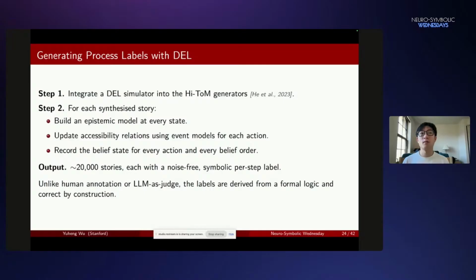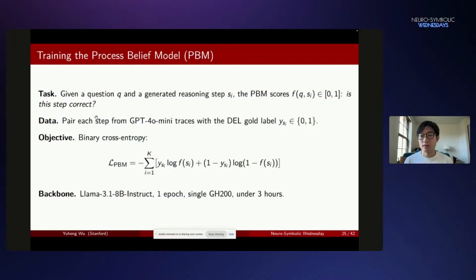So now we have the input, which is the story, and the output, which is the per-step label. We have the true belief trace label. By using this formal logic system, unlike human analysis or LLM-as-a-judge, these labels are derived from formal logic and correct-by-construction, so they are 100% correct. We can always use this to train a model.